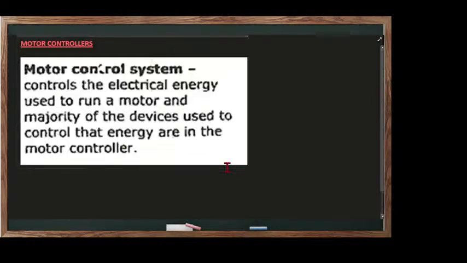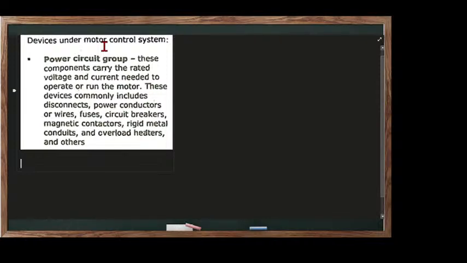So motor control systems are systems that control the electrical energy used to run a motor, and the majority of the devices used to control that energy are in the motor controller, no? Okay, so for the devices under the motor control system, we have two groups of devices, no? First is the power circuit group. These components carry the rated voltage and the current needed to operate or run the motor, no?